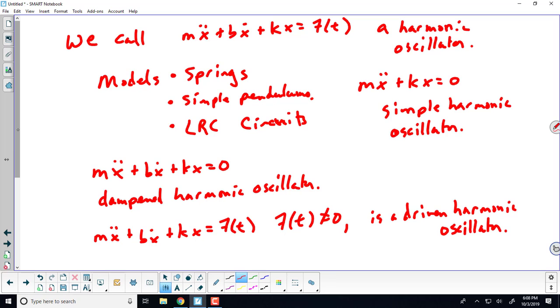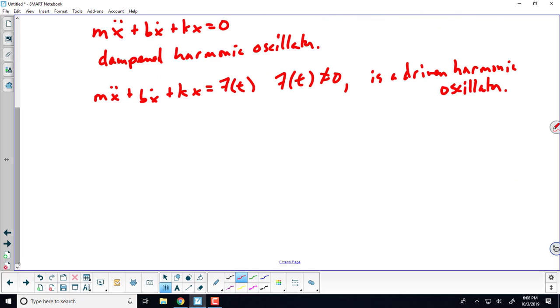Okay? So if you have a driving force, then it's a driven harmonic oscillator. If you have a dampening force, then it's dampened. And then if you have neither of those, then we'll call it a simple harmonic oscillator. Let's explore that just a little bit more.